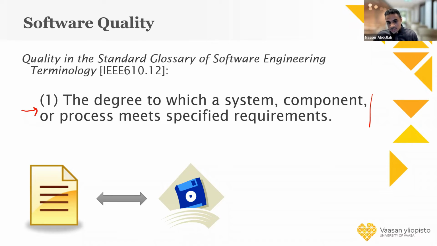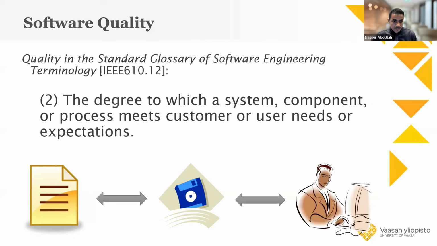So we have some requirements. How do we evaluate the quality of the software? How do we say this software is of enough quality? Just if the software meets the system requirements. So this is the first part of the definition of software quality.